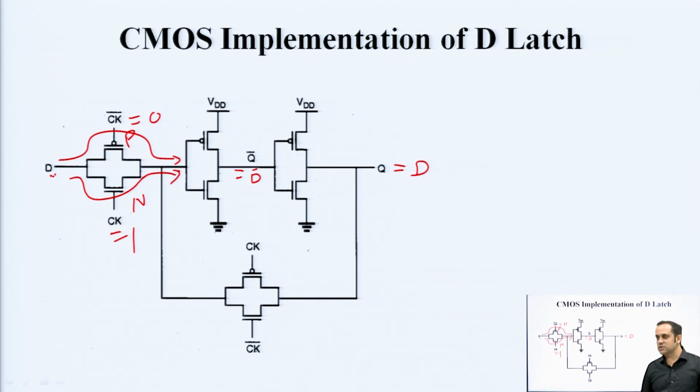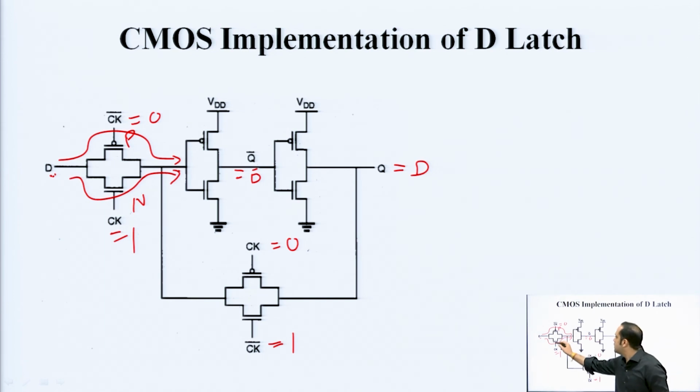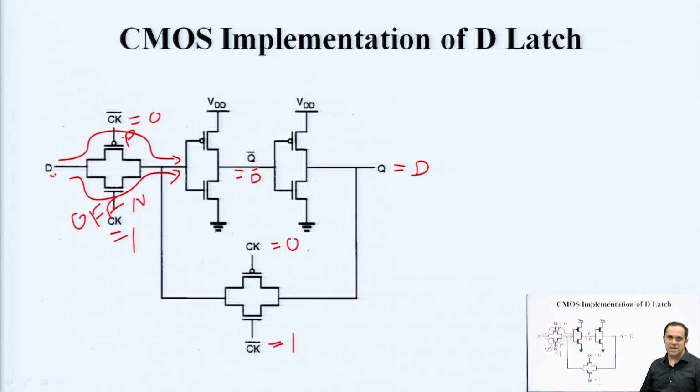When the clock is opposite, suppose when the clock is 0, then clock bar becomes 1. So, this transmission gate becomes off. In this case, this PMOS is off, this NMOS is off, D can never enter this circuit. This is like a switching mechanism, but Q enters this transmission gate and it is passed on to here. So, Q enters, you get Q bar here and it again gets inverted and you get Q.